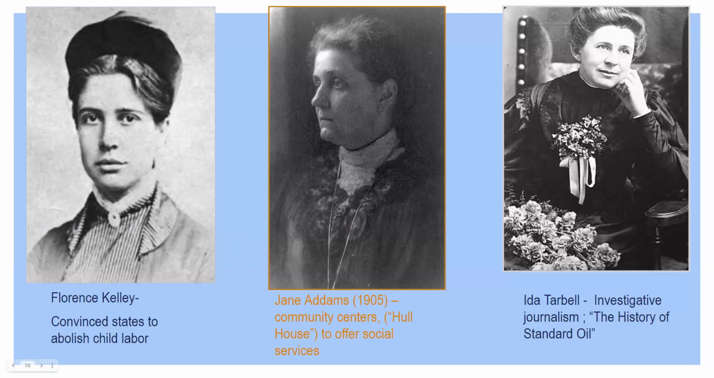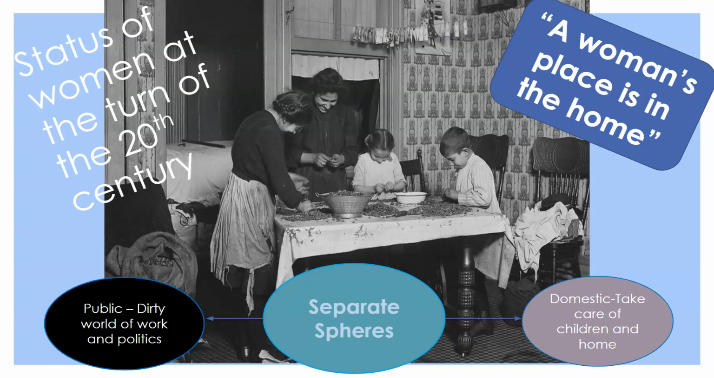Florence Kelley was a progressive who convinced states to abolish child labor, which is why you're able to be in school today. Again, Jane Addams worked with community centers and settlement houses to offer social services, and the house she created was called Hull House. Ida Tarbell is the woman who investigated and wrote the history of Standard Oil, so she was using investigative journalism to expose those practices.